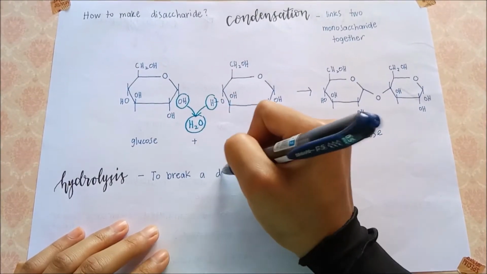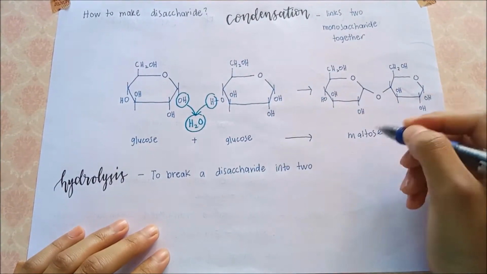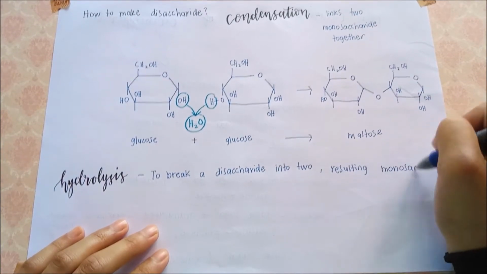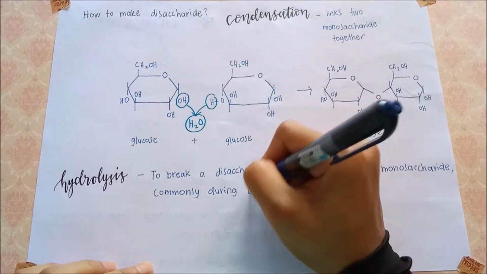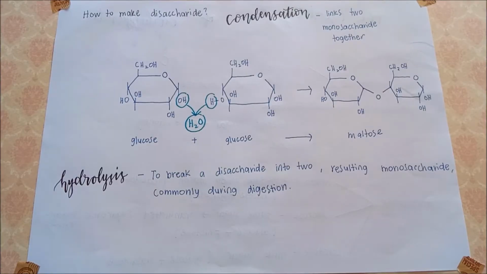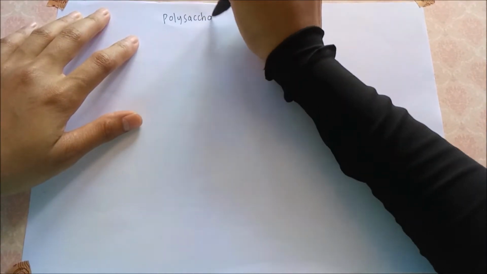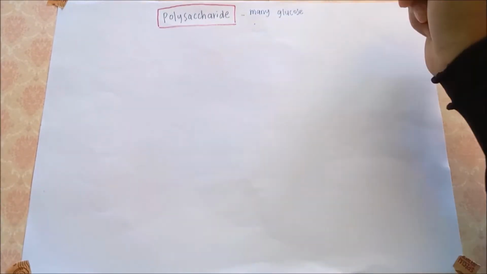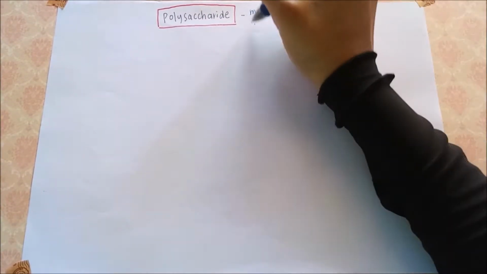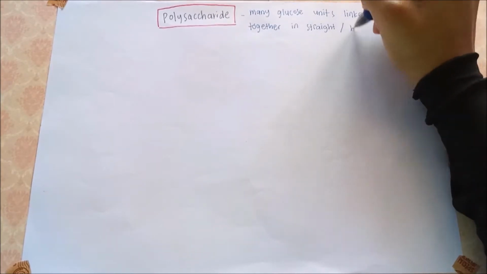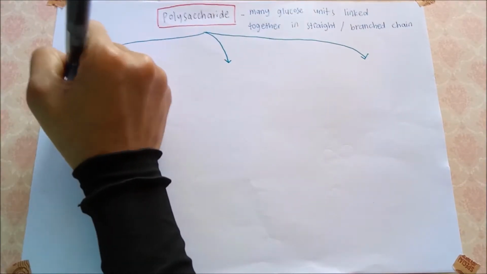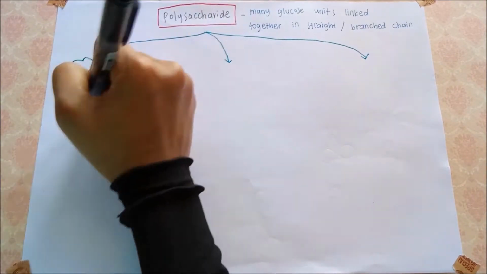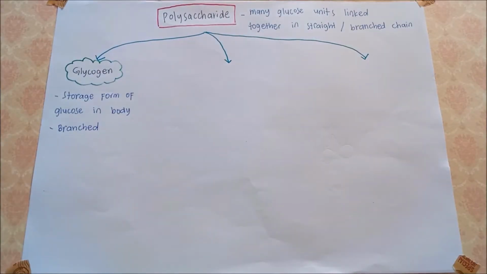Hydrolysis is to break a disaccharide into two resulting monosaccharides, and it commonly happens during digestion. Polysaccharide is many glucose units linked together in a straight or branched chain. First, glycogen. Glycogen is the storage form of glucose in the body, and it is branched.